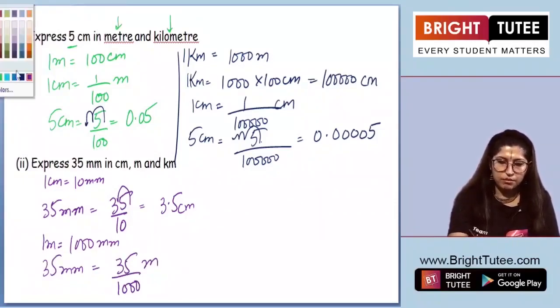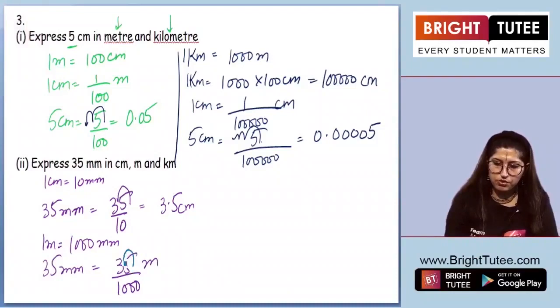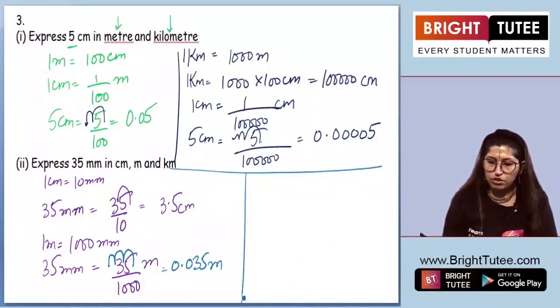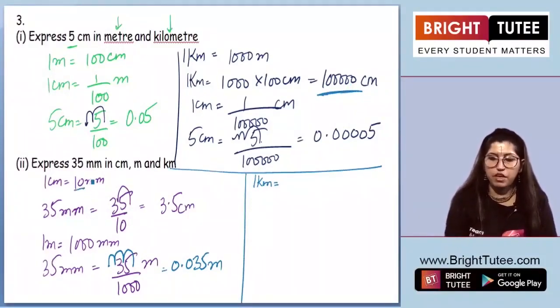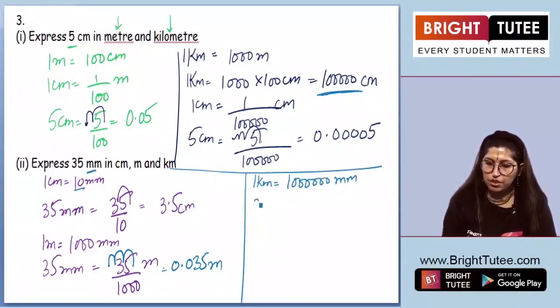Again we have a decimal over here. We'll be shifting it 1, 2, 3 places, so we are getting 0.035 meter. Now moving on to the third part, when converting it to kilometer, 1 kilometer equals 1000 meter. That means over here, it is 1 lakh centimeter, multiplying it by 10 again because we have millimeters over here. We'll be getting 1 with 6 zeros. So 35 millimeter will be divided by 1, 2, 3, 4, 5, 6 zeros.